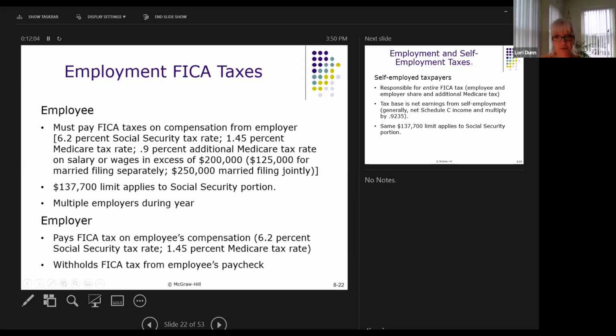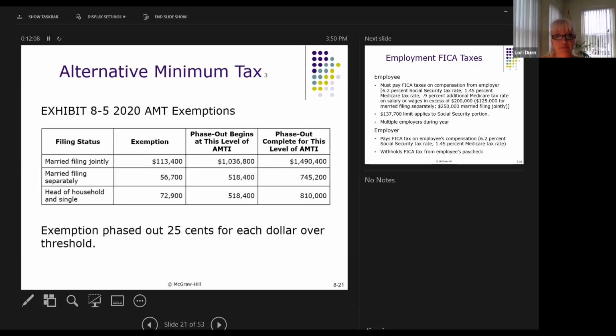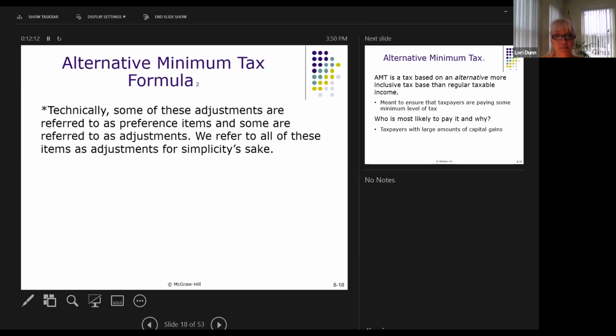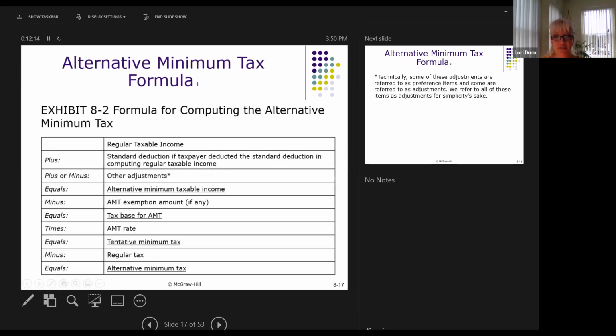So her alternative, let me go back to this little formula here. Her alternative minimum taxable income, here's where we're at right now, is $155,150. So that's the first step. Take regular taxable income and do those adjustments.